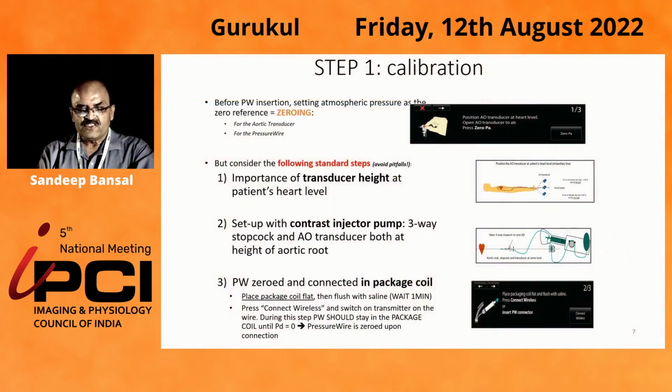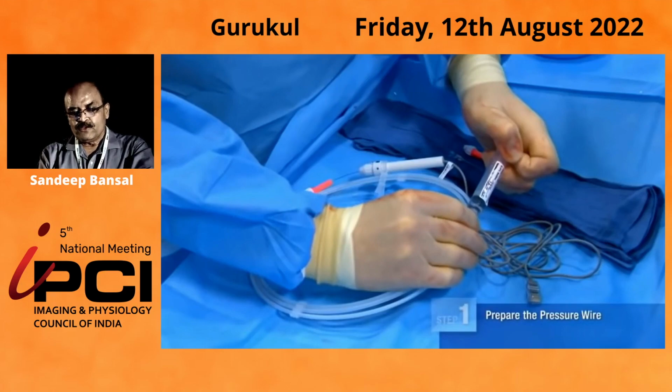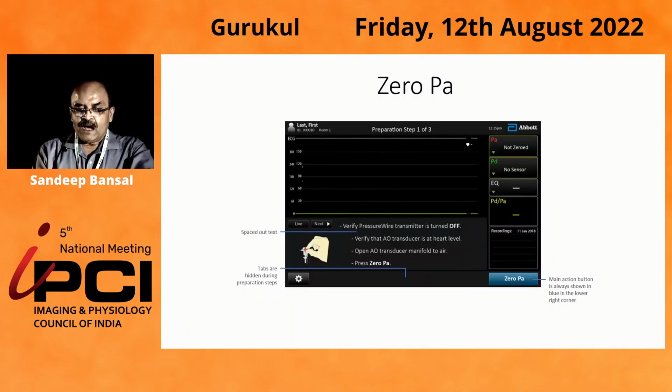So the first step, as I said, is to zero everything. You have to keep the transducers at the level of the heart, and we have to flush the wire first and make it lie flat. So that's the first step. You're preparing the pressure wire by flushing, and after that, the zeroing of the system is done.